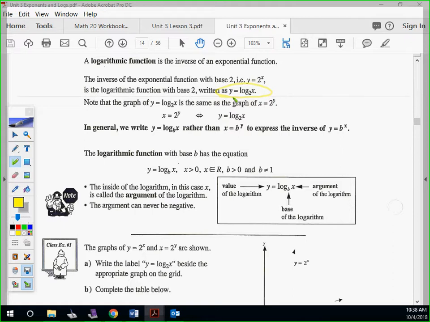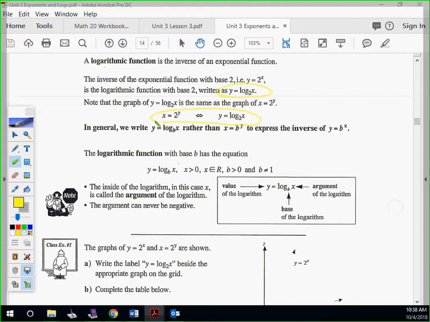That makes sense that it's base 2, right? Because we had a base of 2 that we went from. So our x equals 2 to the y turns into y equals log base 2 of x. The only tricky part is a lot of people want to put the x here, but it's not there. It's log base 2 of x is y.